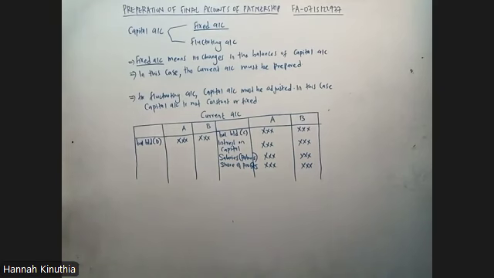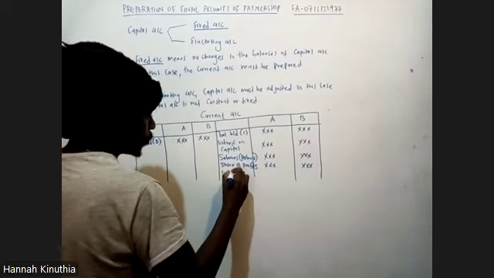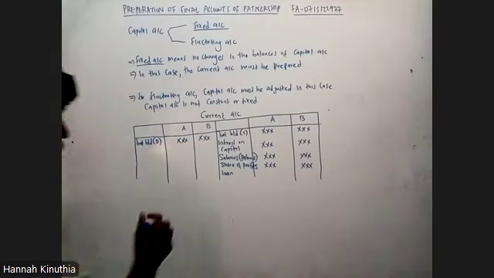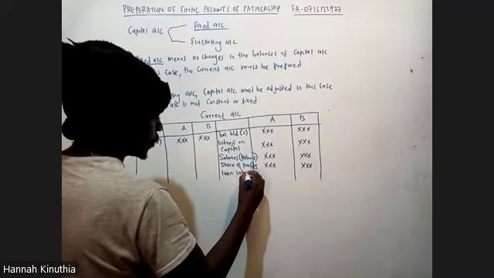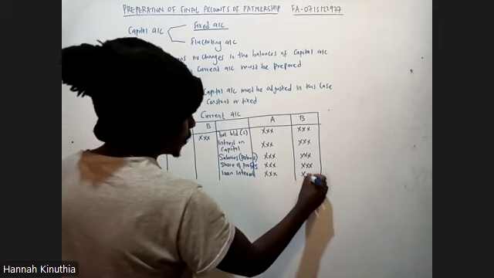Share of profit you put there, and then you also check whether any partner had given a loan. Sometimes you find a partner lends the partnership a loan. So the loan interest: if a partner had given a loan, the loan interest goes on that side.